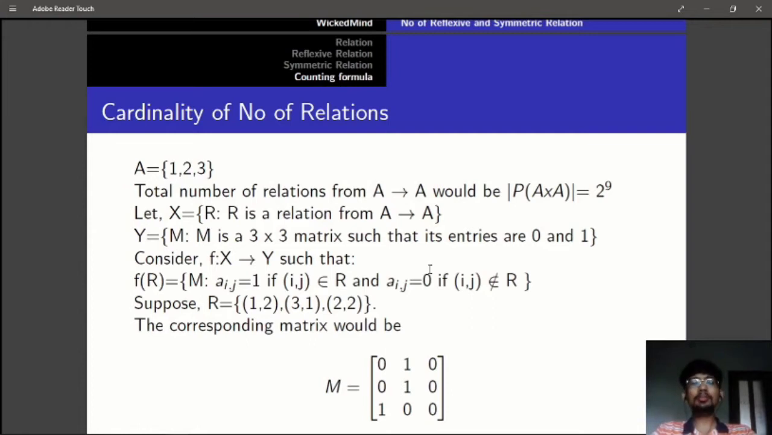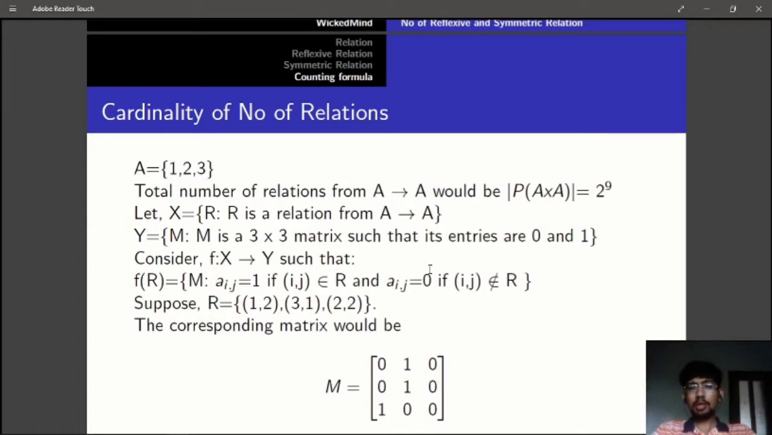Now we know how to count the total number of matrices when the order is given and the entries are given, that only 0 and 1 can occur. You just have to multiply, right? You can access the last video and you will get it. It is nothing but 2 to the power of the multiplication of the order. Here 2 to the power 3 cross 3, that is 2^9.